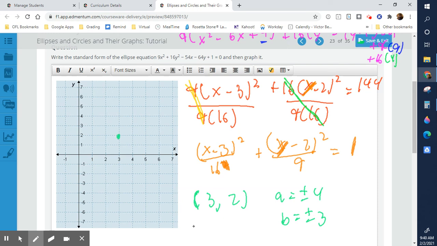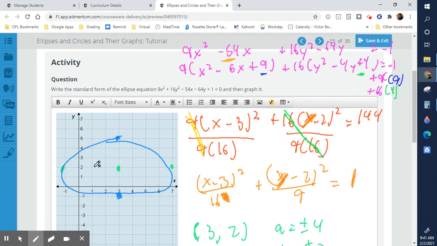So I start off at the center, plot my graph, and I'm going to go plus 4 on the x, 1, 2, 3, 4, minus 4 on the x, 1, 2, 3, 4. And now I want to do my y. So I want to go plus 3 on the y, 1, 2, 3, minus 3 from the center, 1, 2, 3, and you get this right here.